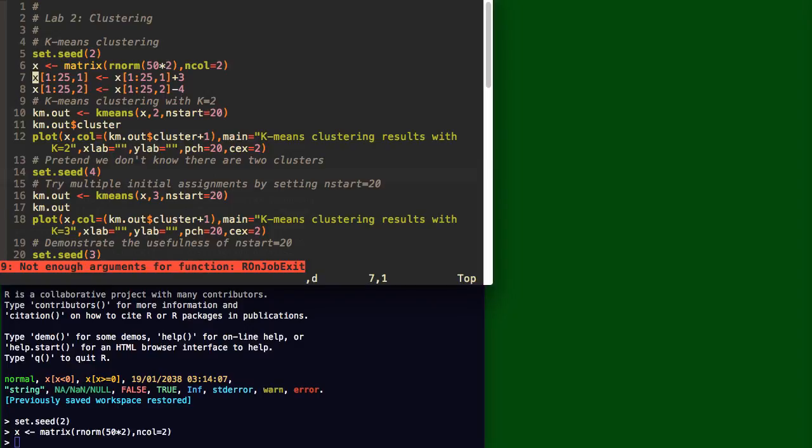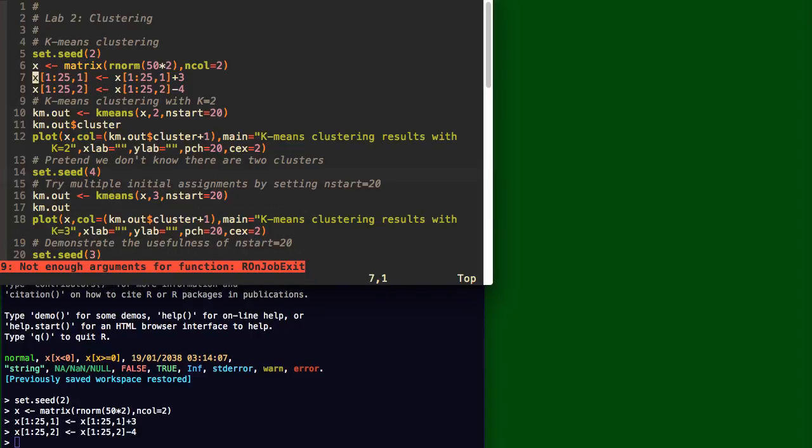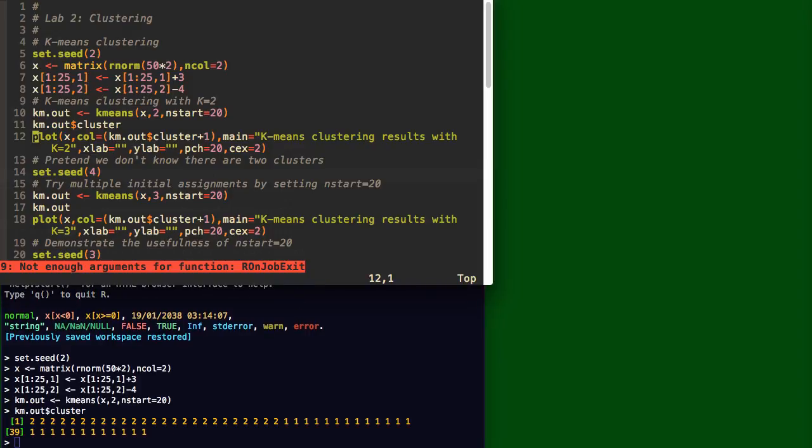And we'll create some data. Now this is fake data, and we've stretched some of it out in one direction, stretched some of it out in the other direction. So we know that there are going to appear to be two groups, but we're going to cluster as if we have two groups. Here's the clustering model. We've got something like half of them in group 1 and half of them in group 2. And here's a plot of them.